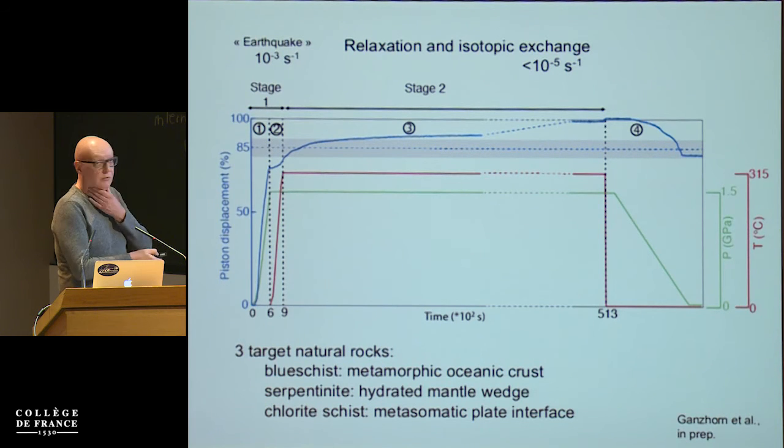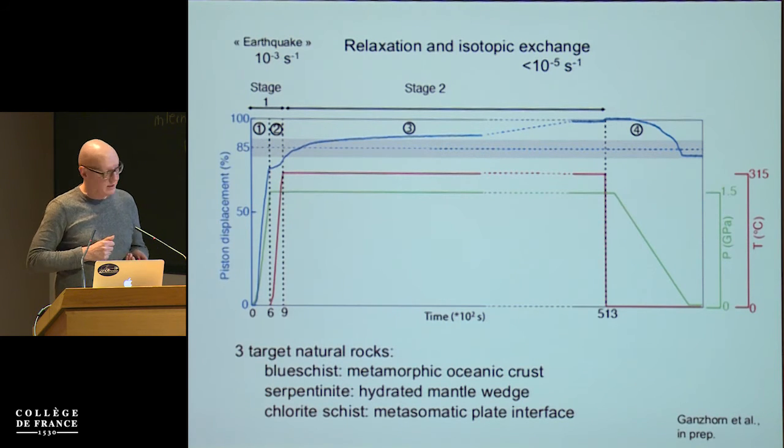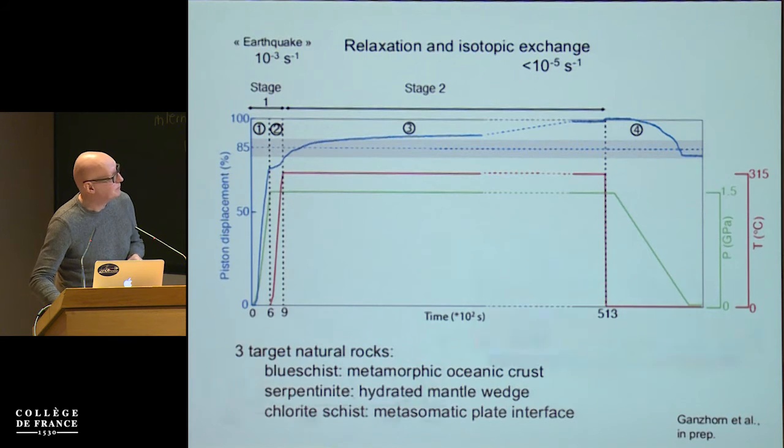And we worked on 3 different rocks. One is a blueschist that represents the metamorphosed oceanic crust. One is a serpentinite that represents the hydrated mantle wedge. And one is a chlorite schist that we think represents very well the metasomatic plate interface between those 2 units.